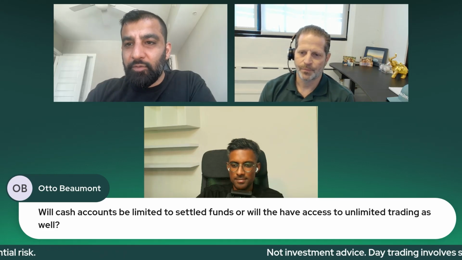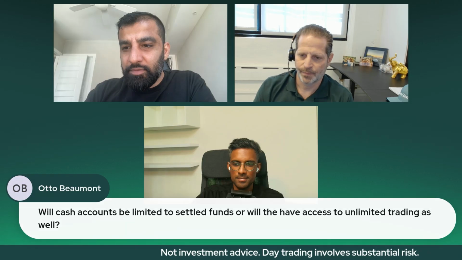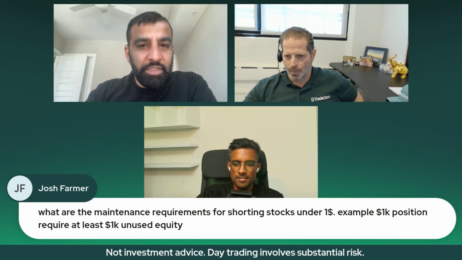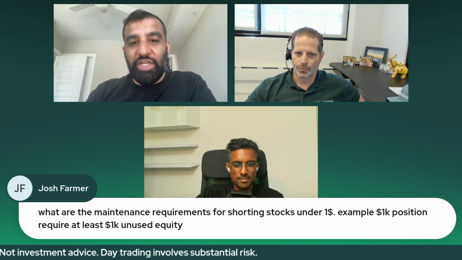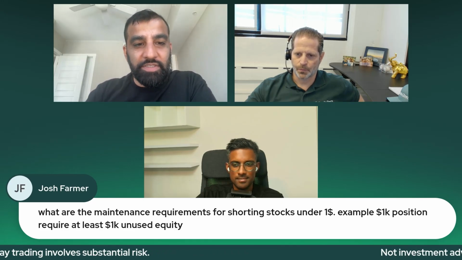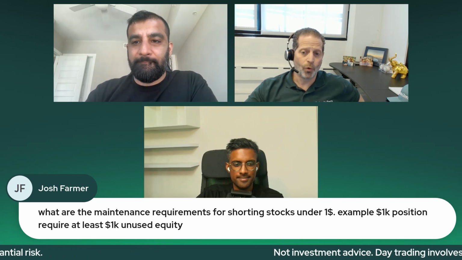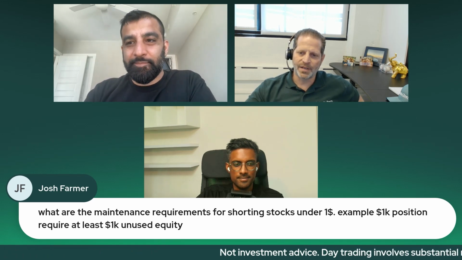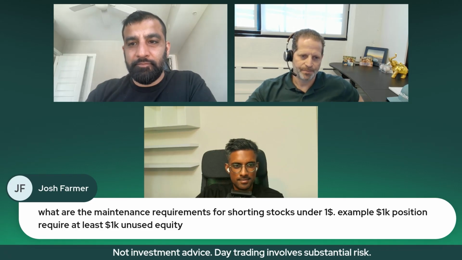All right, I had one more. And I promise I'll try to give you a break here. But what are the maintenance requirements for shorting stocks under $1? Example, $1,000 position requires at least $1,000 in unused equity. Any thoughts here? Sure. So by rule, shorting any stock below $1 has a $2.50 margin requirement.